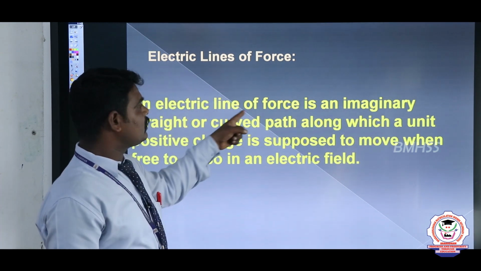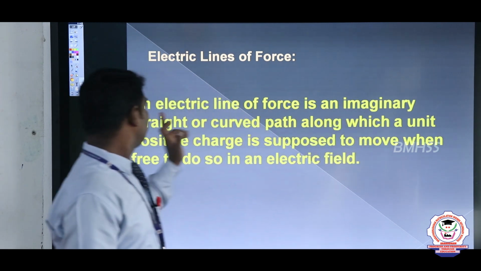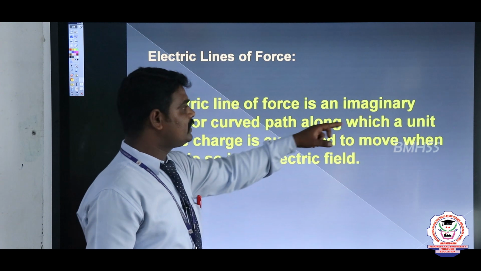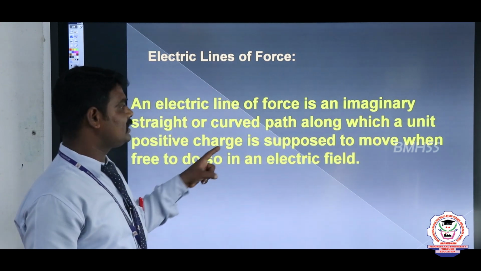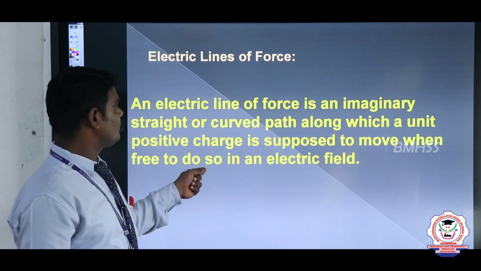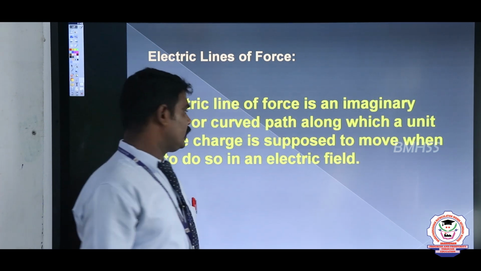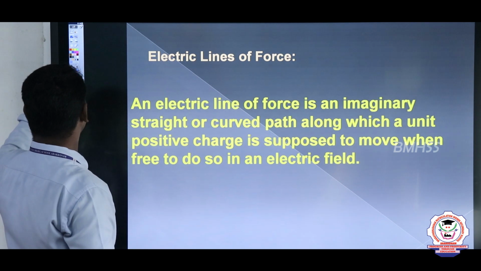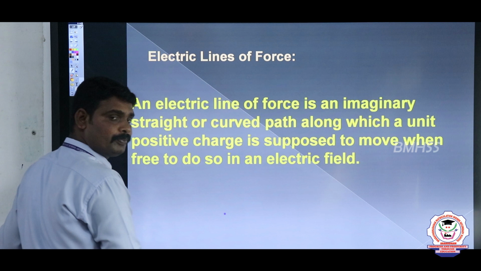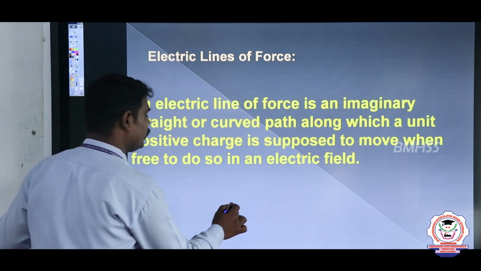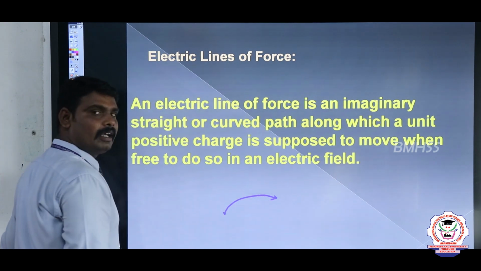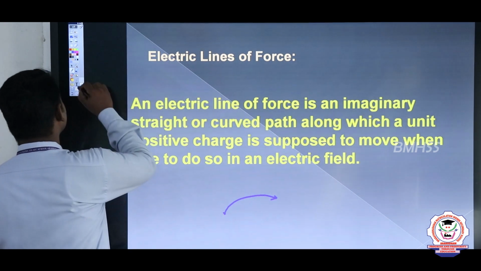An electric line of force is an imaginary straight or curved path along which a unit positive charge is supposed to move when free to do so in an electric field. For example, this is my positive charge. This charge will move in one direction. So these lines we can say are electric field lines.